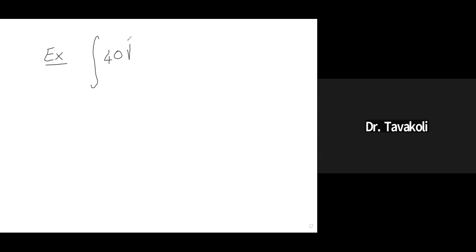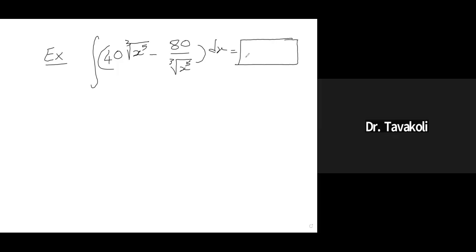So the integral of 40 times cube root of x to the 5 minus 80 over cube root of x to the 5, dx. And at the end, I want to write the final answer in this box. Again, try to do this on your own. You have seen these kinds of examples in Calc 1, and that's a good practice as a reminder of how you dealt with these kinds of integrals.